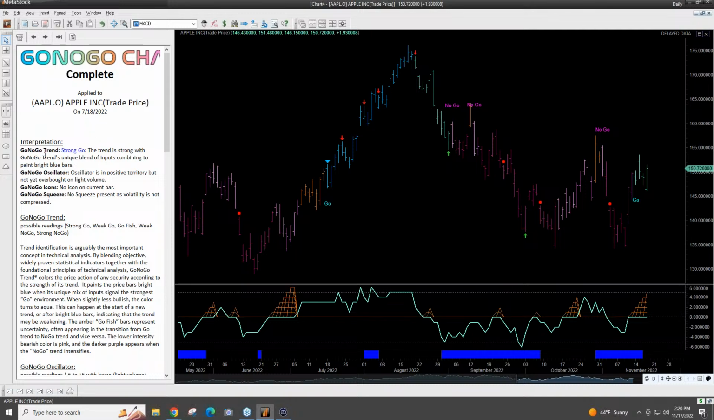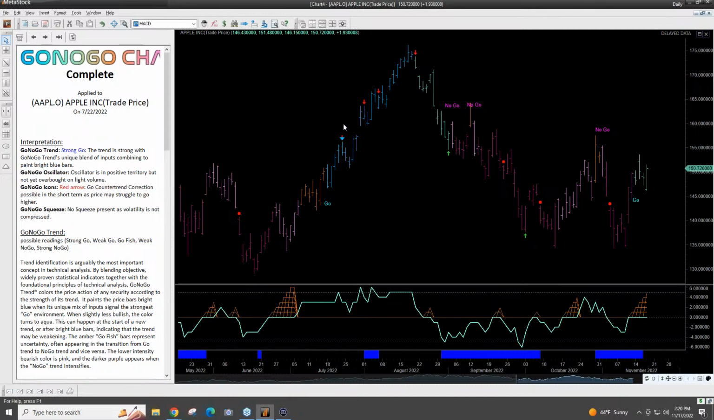So right here, the trend is strong with GoNoGo trends, a unique blend of inputs combining to paint the bright blue bars. So that strong go right here is when the trend is strong and it's a high probability that the trend is going to continue.